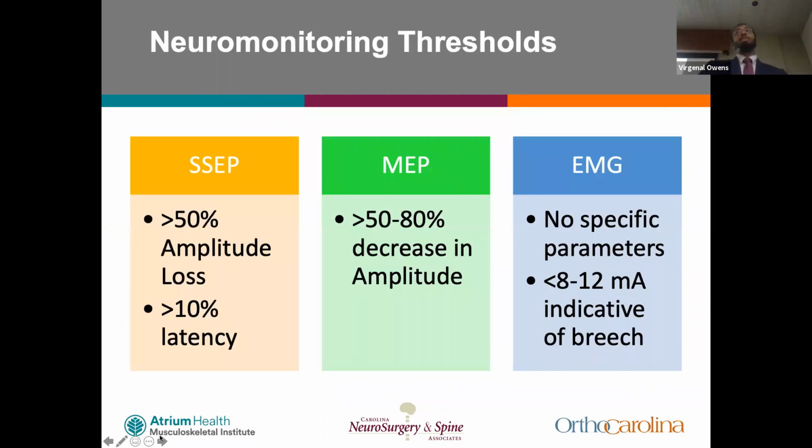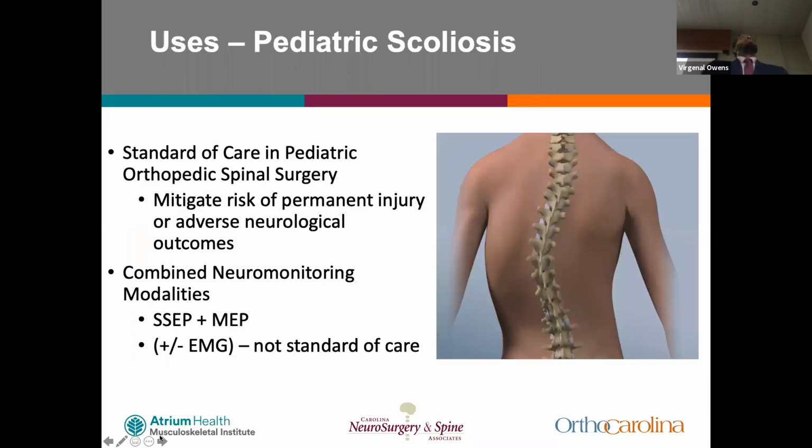In terms of thresholds, it really depends on who you talk to, what paper you read, where you are, what institution. But generally for SSEP, if you have a greater than 50% amplitude loss or a greater than 10% latency, that would trigger an alert. For MEP, somewhere between 50 to 80% decrease in amplitude would trigger an alert. Some people actually do all or none response. And for EMG, there haven't been any specific parameters defined, but usually if you ask somebody, it's around less than 8 to 12 milliamps when you are doing a trigger response that could be indicative of a breach. So we'll go into some uses and we'll talk about pediatric scoliosis first.